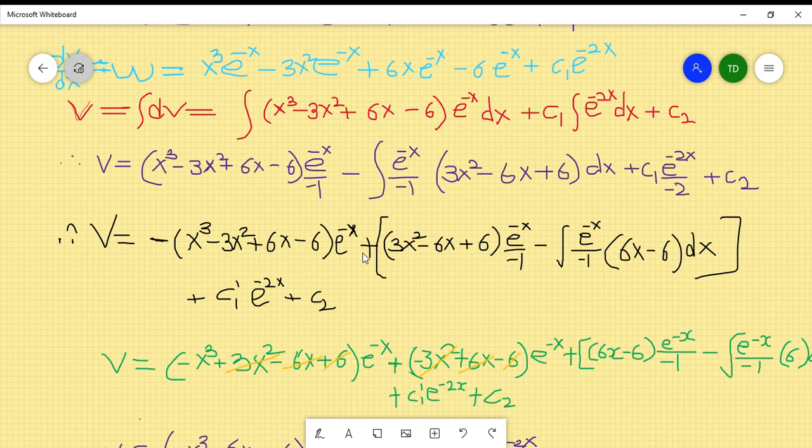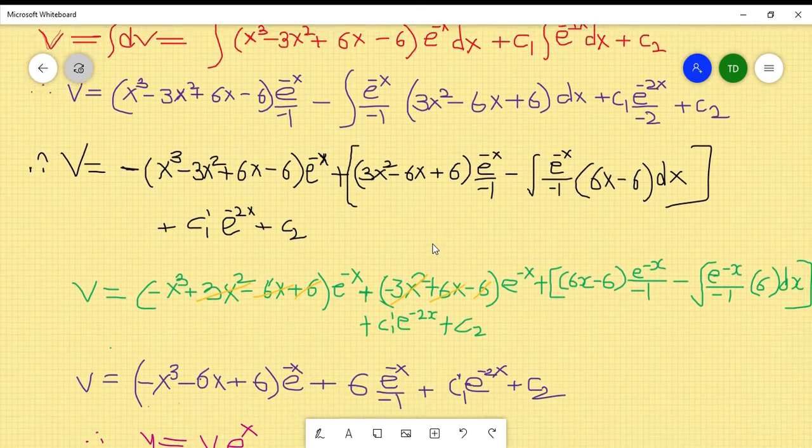Again we have to perform integration by parts. Bracket being algebraic, we keep it as it is. Integration of e raised to minus x again becomes e raised to minus x upon minus 1, minus integration of whatever we got here, we are putting, and the derivative of this bracket is 6x minus 6, and the integration runs with respect to x. Further, this c1 upon minus 2 is a constant, c1 is a constant, so the ultimate result is again a constant, so we are calling it c1 dash e raised to minus 2x plus c2.